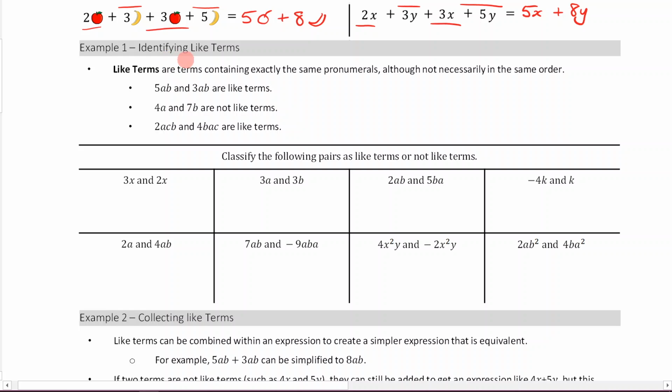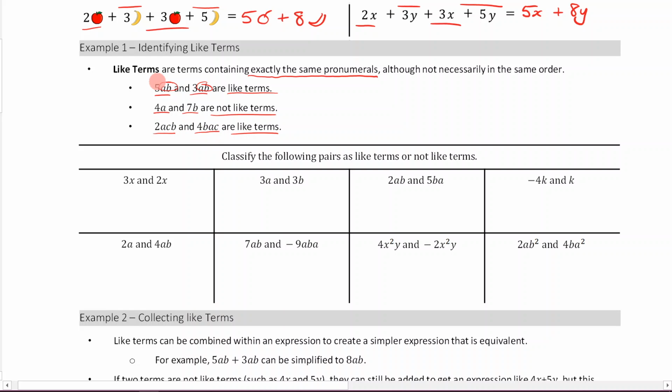So example 1, identifying like terms. Like terms are terms containing exactly the same pronumerals, although not necessarily in the same order. So 5ab and 3ab are like terms because they both contain ab. 5a and 7b are not like terms because a and b are not the same. 2acb and 4bac are like terms because they contain exactly the same pronumerals a, b, and c. The only difference here is that they are not in the same order.